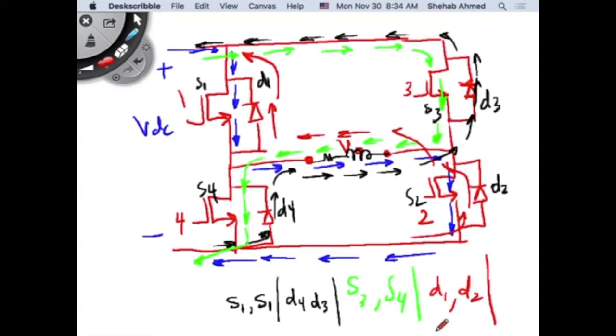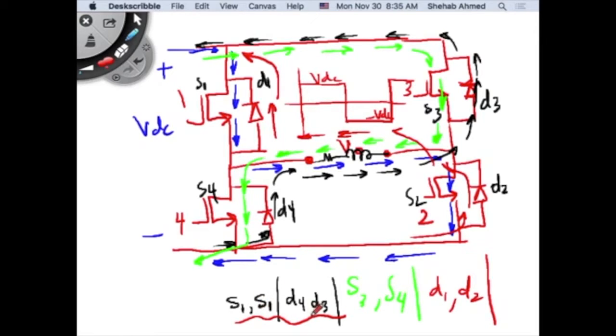Yes, ma'am. What do you mean the waveforms don't change? When S1 and S2 are on, what is the output voltage? VDC. When S3 and S4 are on, minus VDC, yeah. So it's VDC, minus VDC.